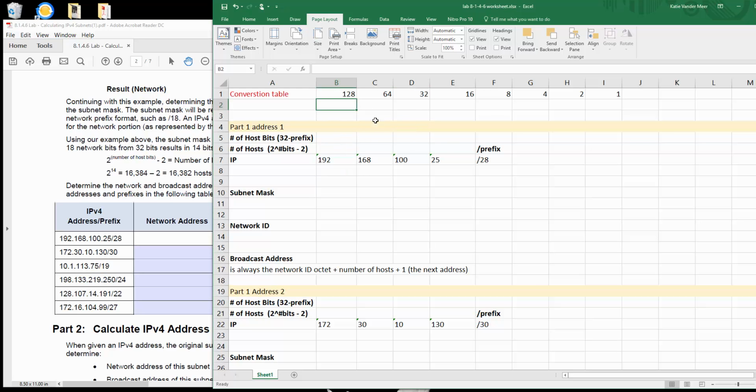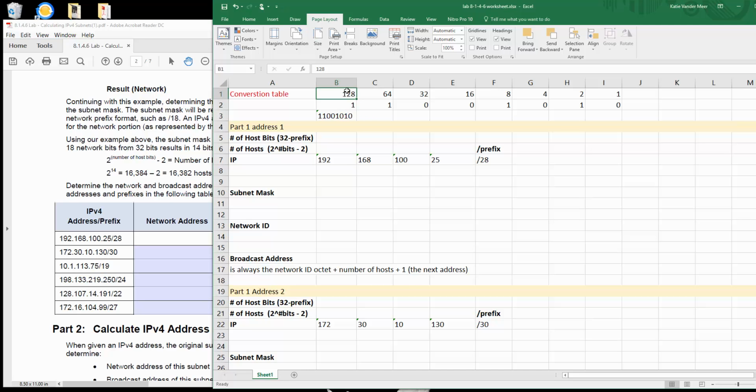So if you have a binary stream and you want to convert it to dotted decimal, say you have a binary stream of 11001010. So that's 8 bits, right? Anywhere there's a 1, you put it here. Anywhere there's a 0, we're going to put a 0. And then if you want to find out the decimal equivalent of this binary stream, anywhere there's a 1, you add it up.